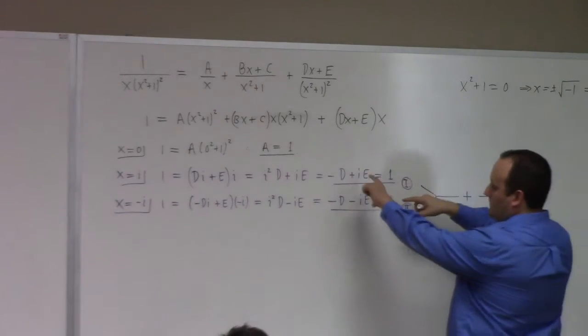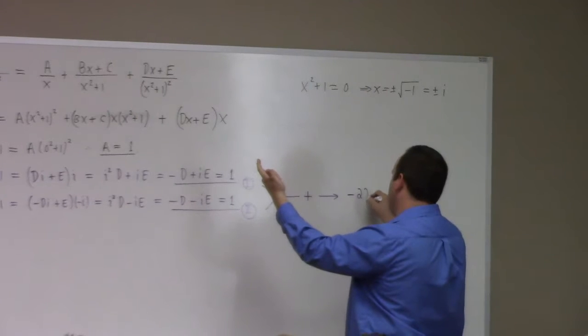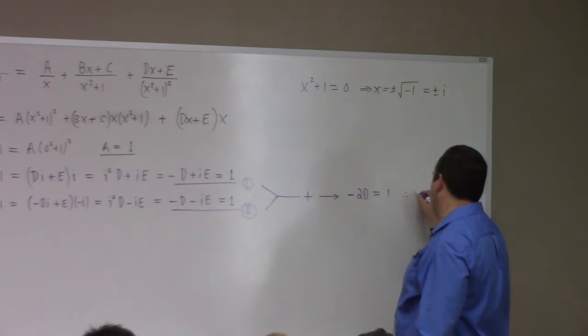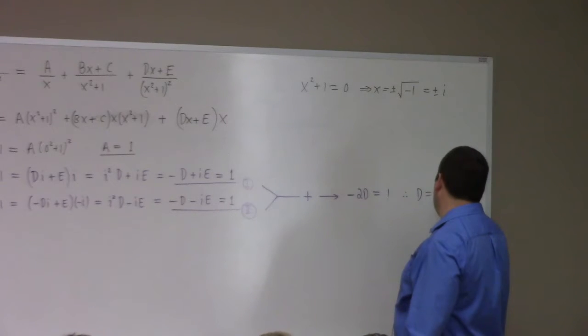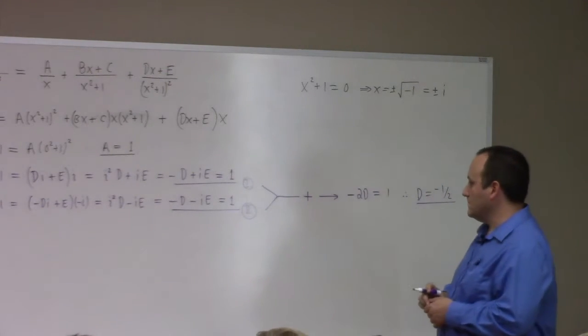If you add these, IE and minus IE cancel. What are we left with? Minus 2d equals 1, right? So therefore, d equals minus 1/2. Add the equations, you add 1, 2.